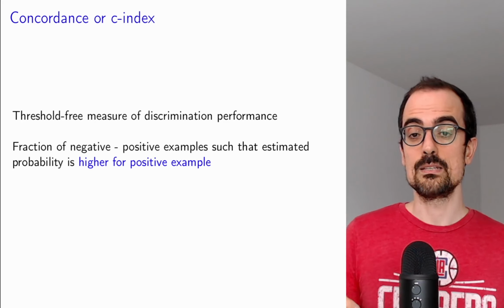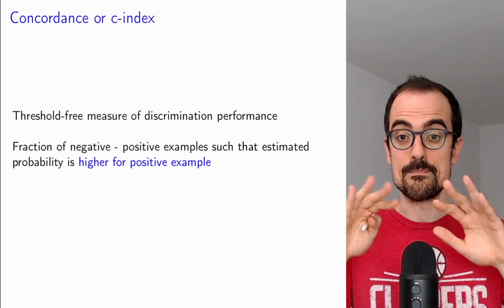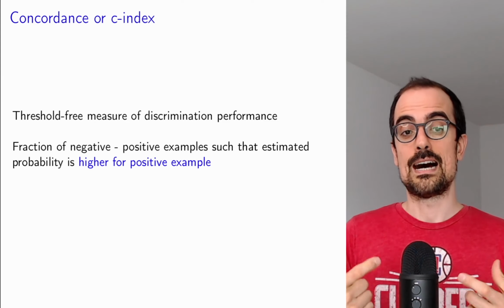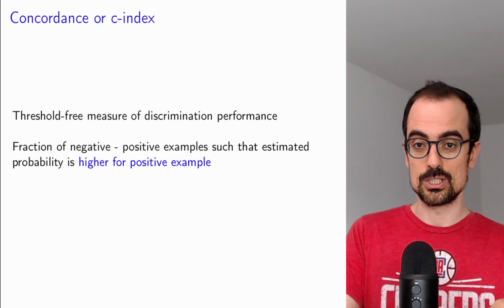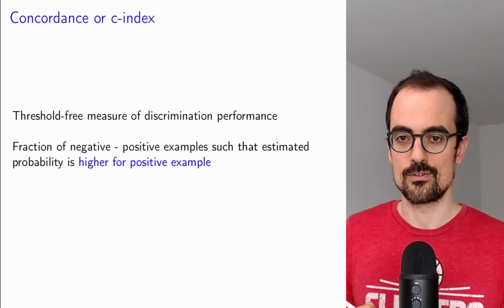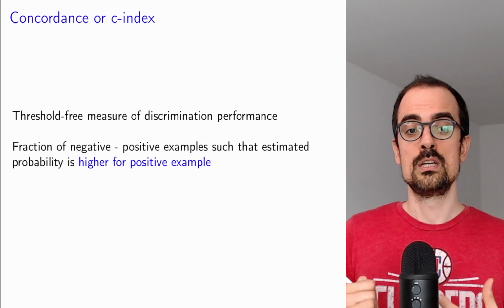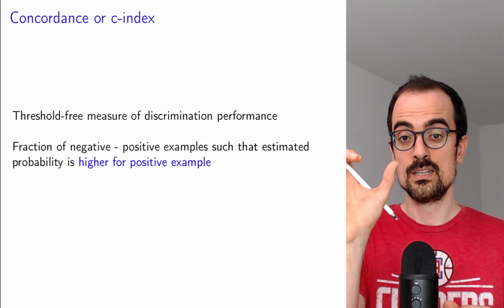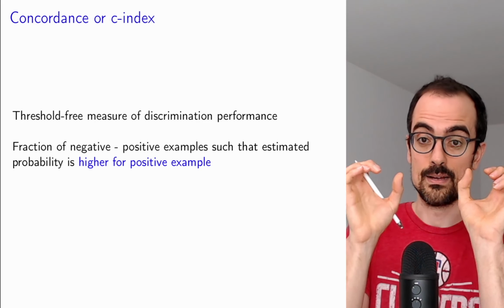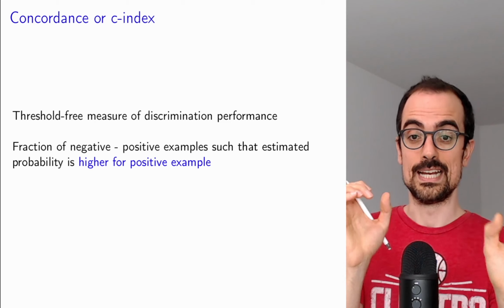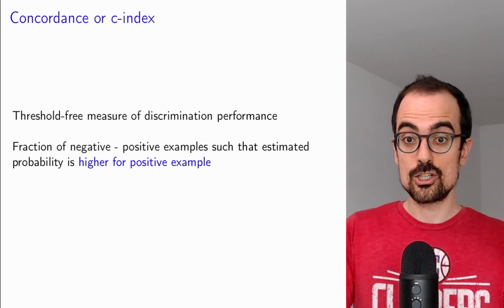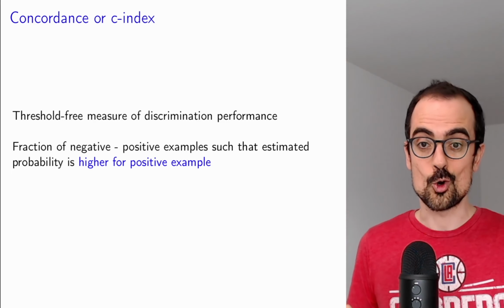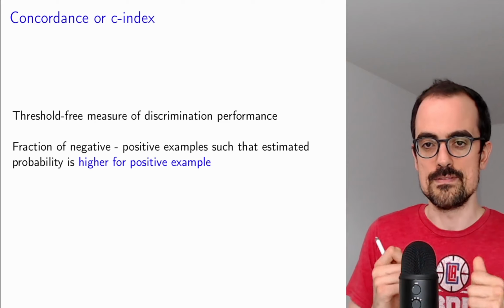If these probability estimates are very discriminative, they manage to distinguish between positive and negative examples, then a large fraction of these negative and positive examples that you pick randomly from your dataset should satisfy that the estimated probability for the positive one is higher than the estimated probability for the negative one. The fraction of negative positive examples for which that holds is the concordance or C index.